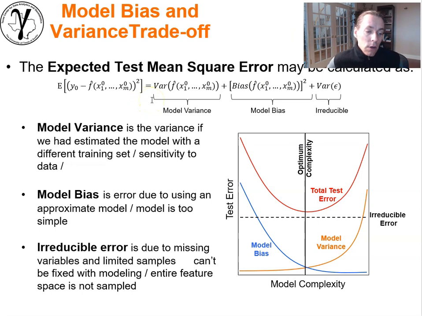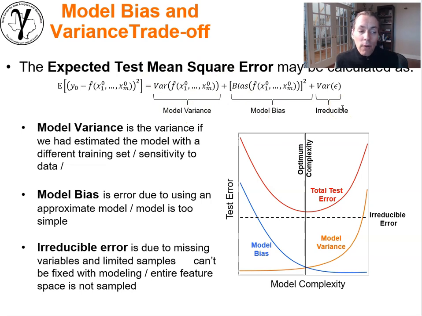Now, it's really great. You go to the book of James et al., and they expand out this expectation. It's a quadratic, we can expand it, and we get 3 separate components of error, and fortunately, error related to variances are additive, and so we're able to add them together really nicely. And so once again, we have 3 components: model variance, model bias, and irreducible error.